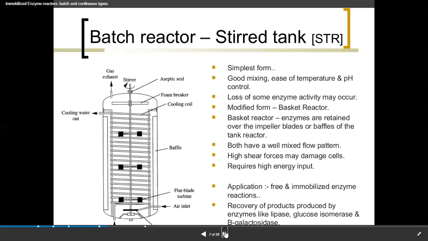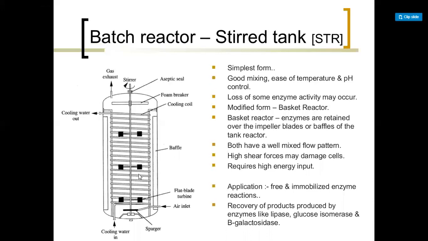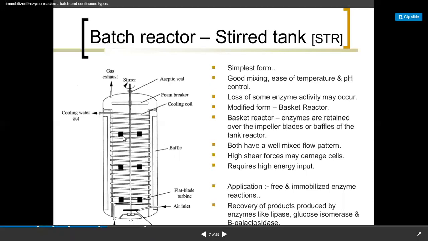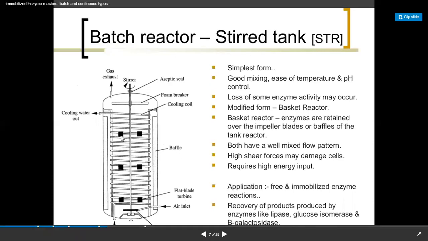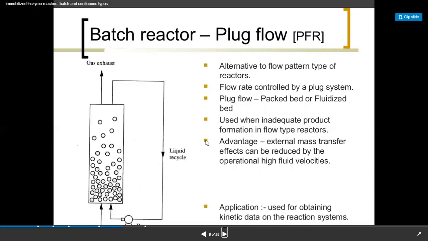It has good mixing capability. The loss of some enzyme activity may occur because it is a packed system. In basket reactors, enzymes are retained over the impeller. So the immobilized enzymes are retained in a basket in these batch reactors, and they have a well mixed flow pattern. They show high shear forces, and because of these high shear forces some of the cells can be damaged. So that is the disadvantage of these batch reactors.